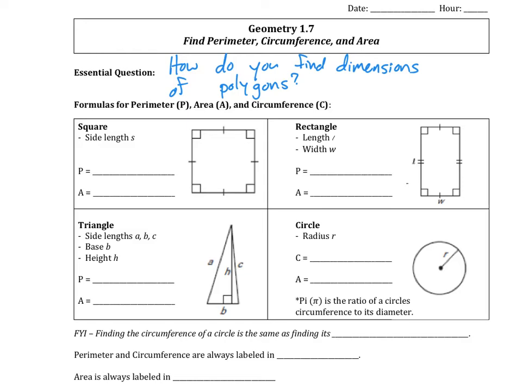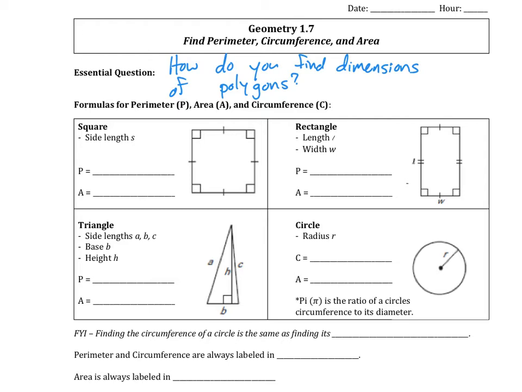All right, geometry kids. In section 1.7, we get into some pretty important features of geometry, like, when you think of geometry, this is some key stuff. So we're going to work on finding the perimeter, circumference, and area of different polygons. So how do you find dimensions of polygons? We're going to talk about the square, the rectangle, the triangle, and the circle today.